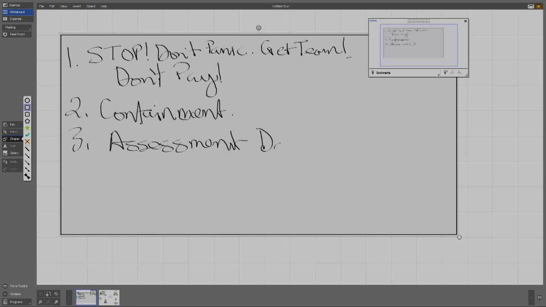So assessment of the damages. Essentially, how do I turn this one off? There we go. You're gonna have to know the who, what, and where.